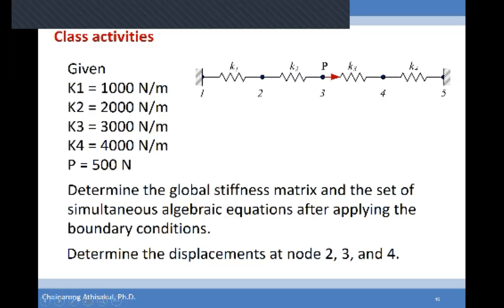Okay, we start the new one. For this example, we have 4 elements, and K1 is equal to 1000, K2 equal to 2000, K3 equal to 3000, K4 also equal to 4000. And the applied force P is applied at node number 3.